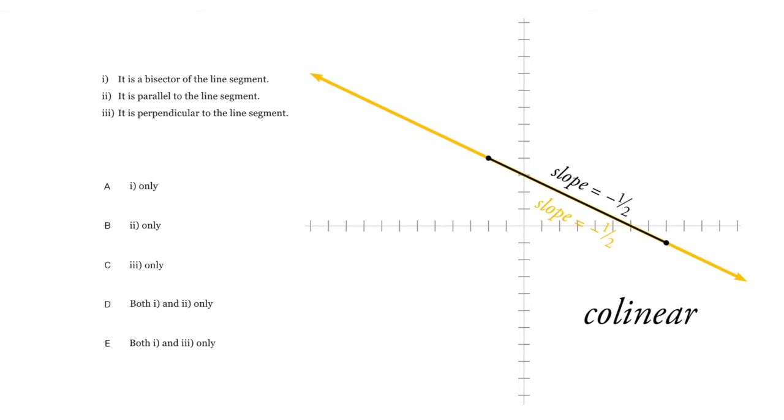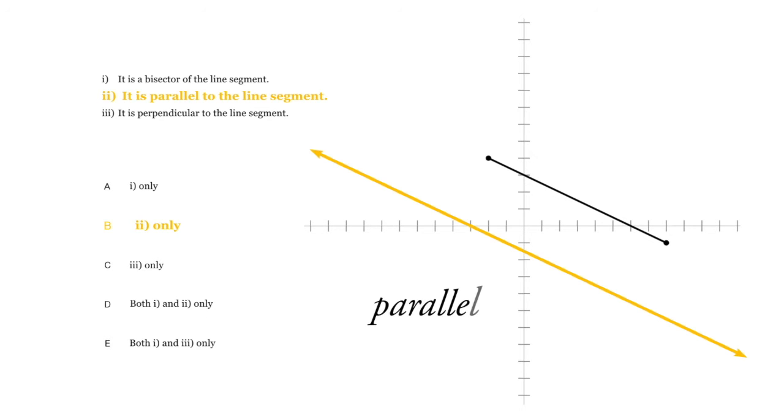So there are several different types of relationships that these two lines can have. One is the second line could be collinear with the first. In other words, it could be the same line. And that's actually not one of the choices here. One of the choices is it could be parallel to the line segment. But if that was the case, the slope of the two lines would be the same.